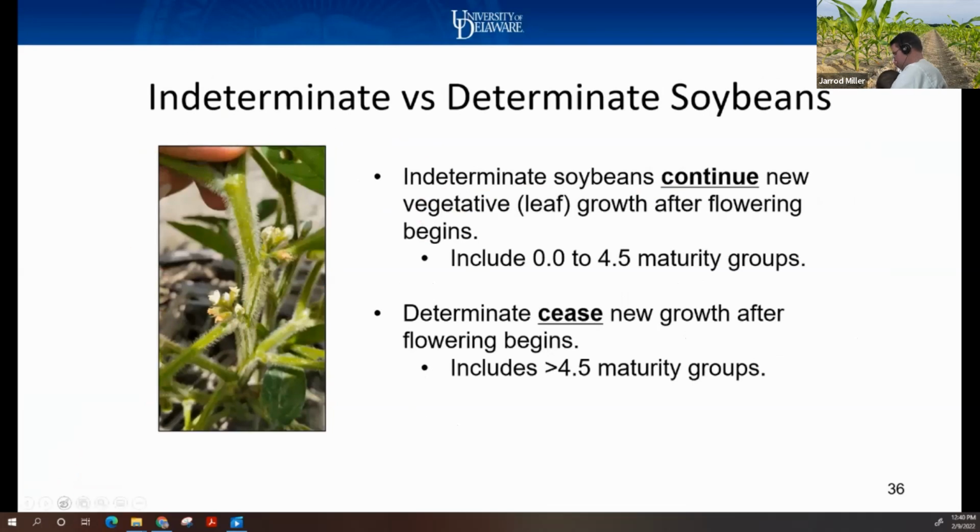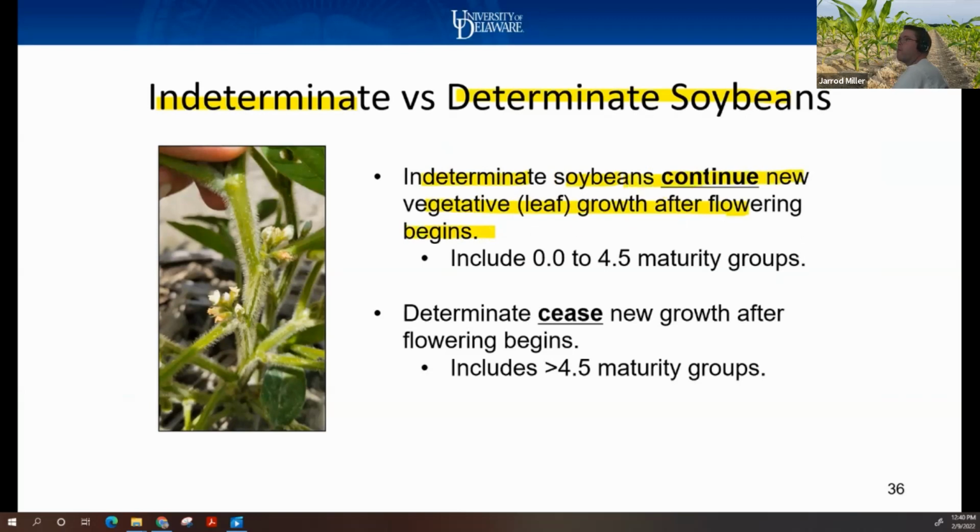This gets to the point where we have to talk about something else about soybeans, how we have indeterminate versus determinate soybeans, because indeterminate soybeans continue new vegetative growth after flowering. And that's because they're from the north in cooler climates, because it's cooler, we might plant them later and they don't get as much vegetative growth to feed the beans.